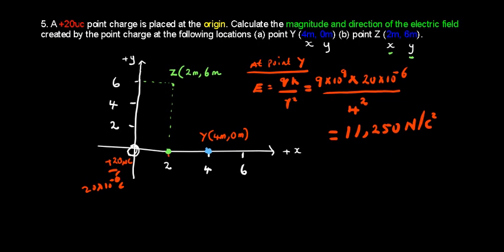Now, the electric field at point Y, what about the direction? The direction is going to be east. Because this is the point charge Q and it is positive, the field will go in this direction, which is in the eastward direction. I hope that is well taken.